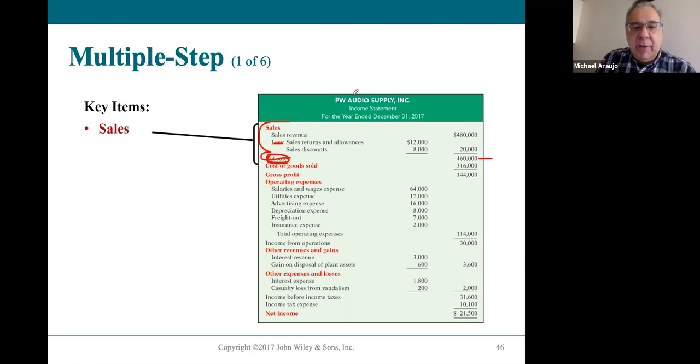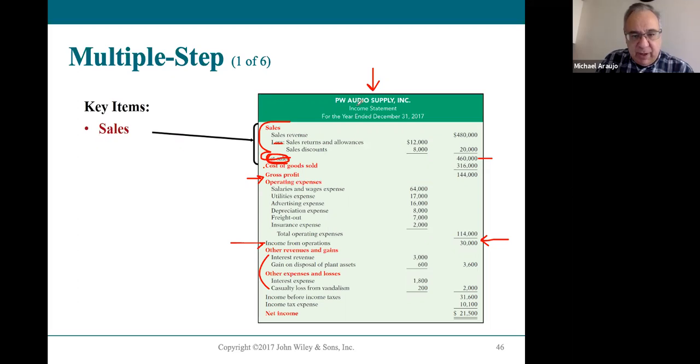This particular income statement is for our friends at PW Audio, which of course has been busy throughout this chapter. Cost of goods sold is listed. Here you have a gross profit. All the other expenses for the operating of the company are subtracted out, and you have your profit from your operations. Then all the other stuff is shown.